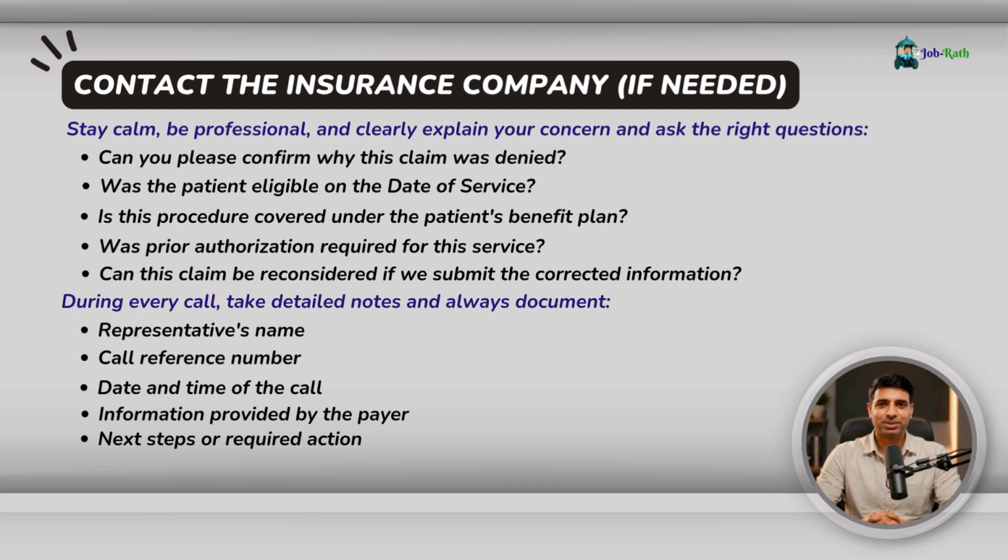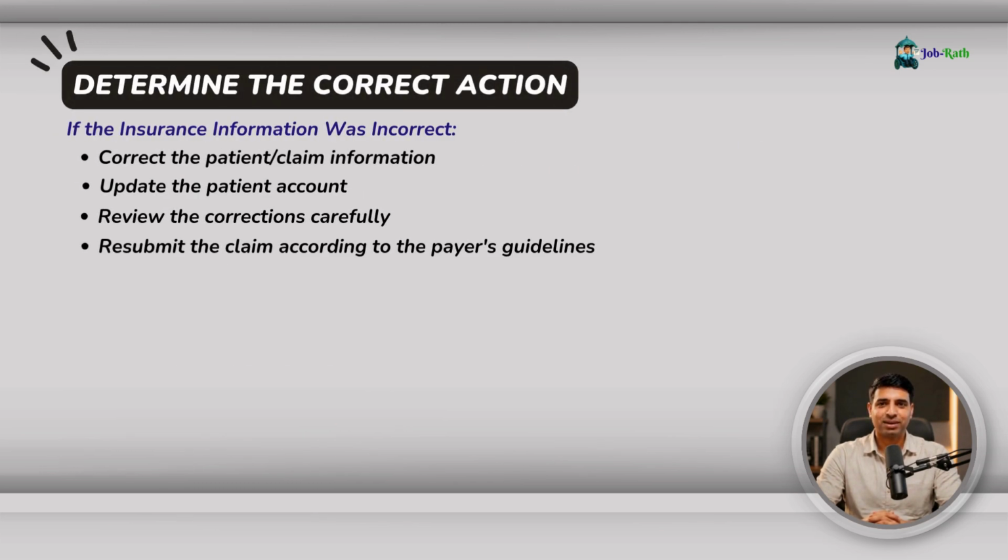Now you have all the information you need. You verified the patient's eligibility. You checked the denial reason. You reviewed the claim. You spoke to the payer if additional clarification was needed. Now it's time to fix the problem. Let's understand each situation step by step.